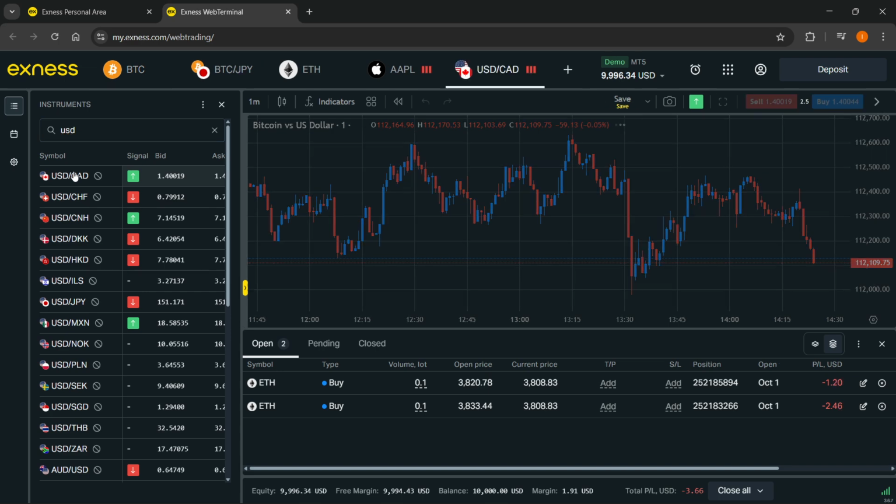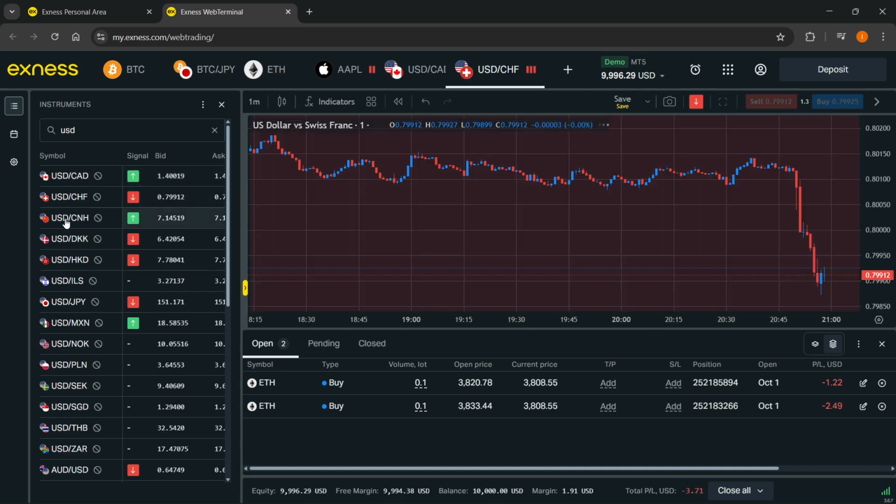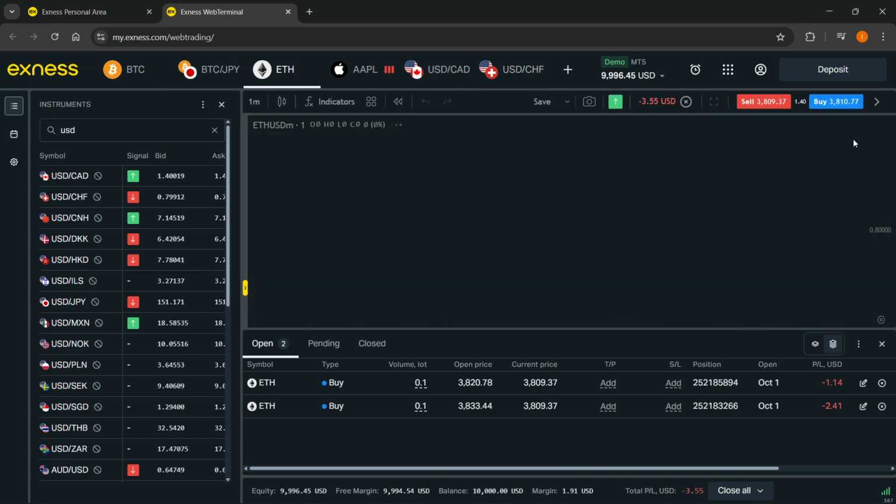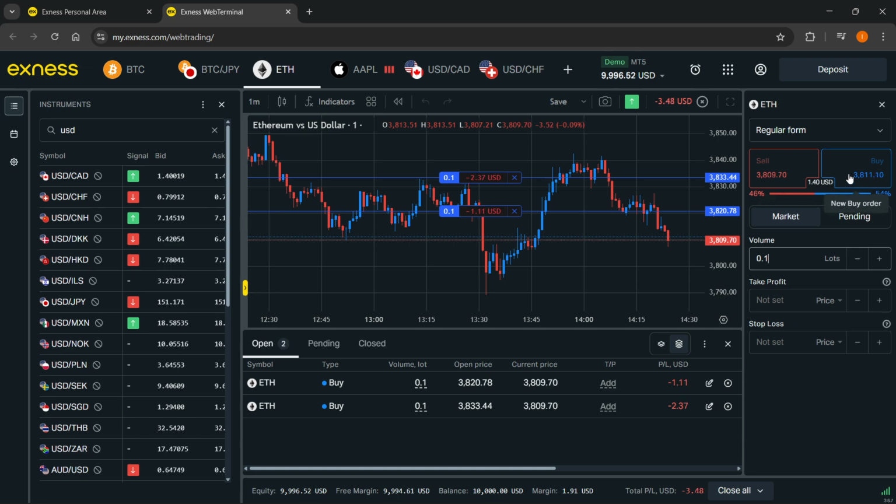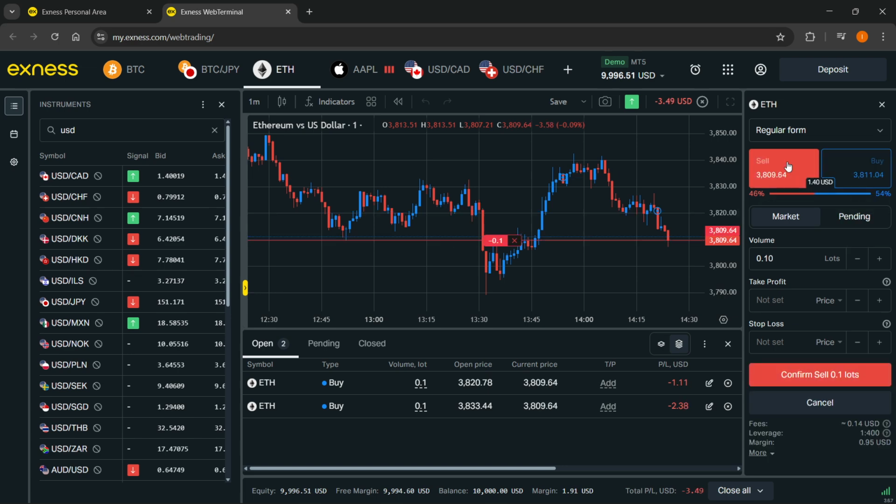Okay, so of course you can go ahead and open each and every single one of these, and then you can go ahead and buy or sell them. Of course, you can do this via this trading panel here on the right by clicking buy or sell. Now, this is pretty much the only way you can go ahead and trade it.